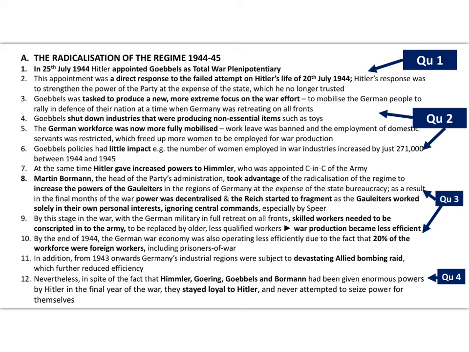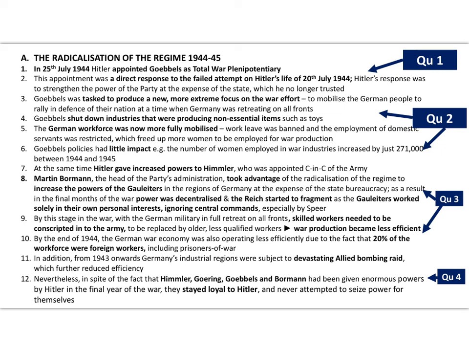Power became decentralised. The Reich started to fragment. So the Gauleiters would hoard workers, for example, in their own particular region. They would not allow workers to move from their region to another region of Germany, which therefore undermined the work that Speer was doing to increase efficiency.